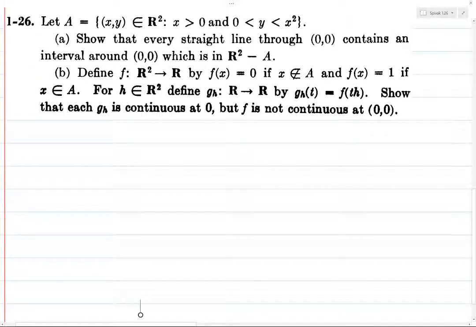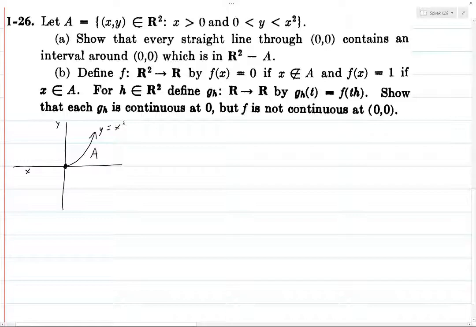Alright, so we have the set A here, which is all points in R2 which satisfy this thing. So, first of all, let's just see what this looks like. I'll make this a little bigger. So this is x and this is y, and this is the line y equals x squared. Then A is everything which is inside this region.